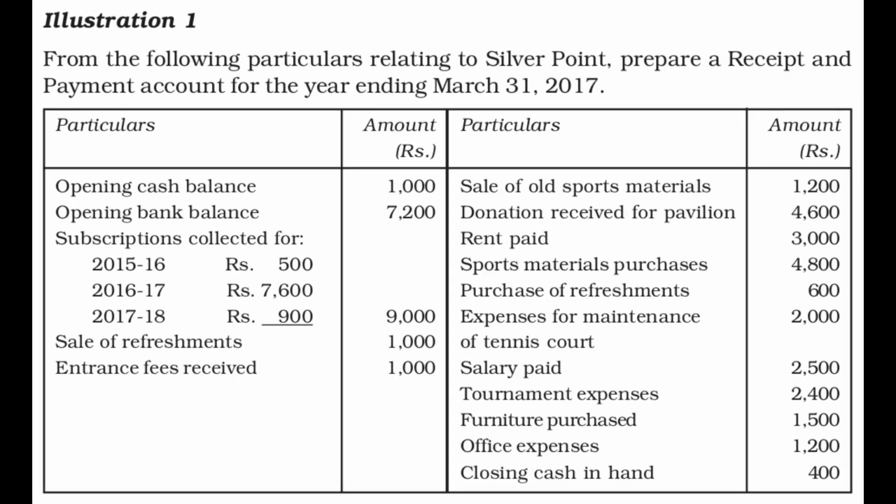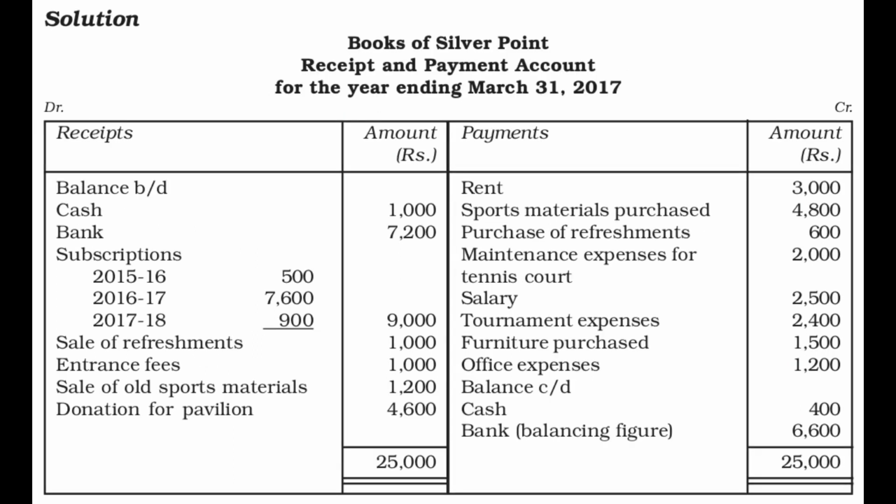Next, it is subscriptions collected: for 2015-16 rupees 500, 2016-17 rupees 7600, 2017-18 rupees 900, the total rupees 9000. Subscription is an item of receipt of cash, so it is taken on the receipt side of the account. It is already told that it is taken irrespective of the year if it is received during the current year. It is taken on the receipt side.